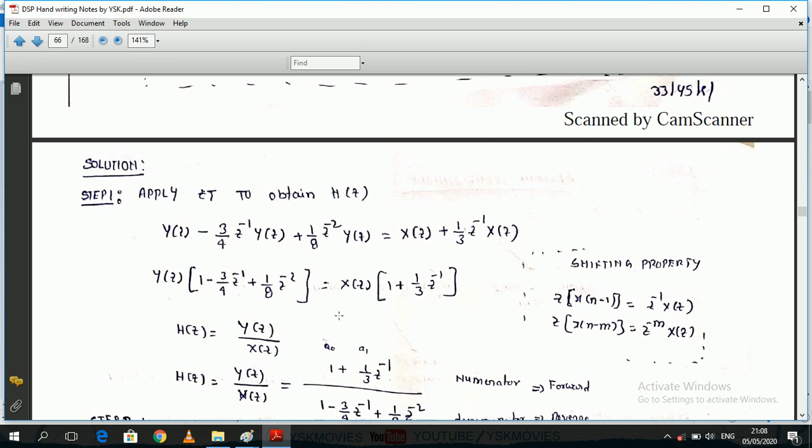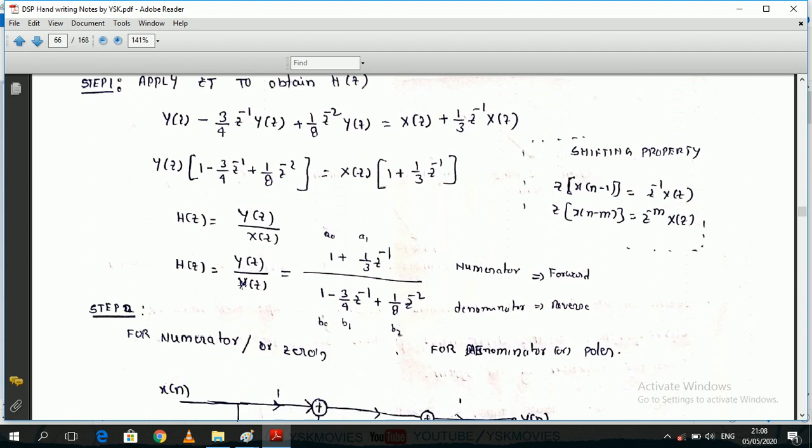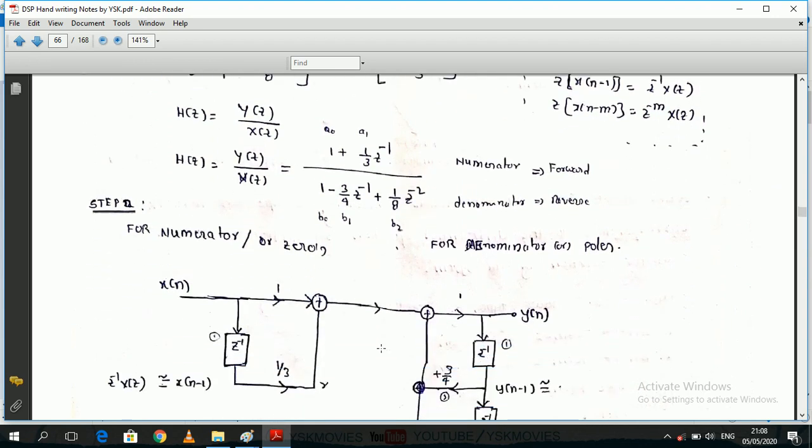Next step, take y of z common, and here also x of z. Finally, I make them like a transfer function, y of z by x of z. So finally we got this answer. This is the numerator, this is the denominator. Observe the coefficients of z: a0, a1 for the numerator, b0, b1, b2 for the denominator. So as I explained before, we have to separate inputs and outputs. So the numerator comes on the left side, the denominator comes on the right side.